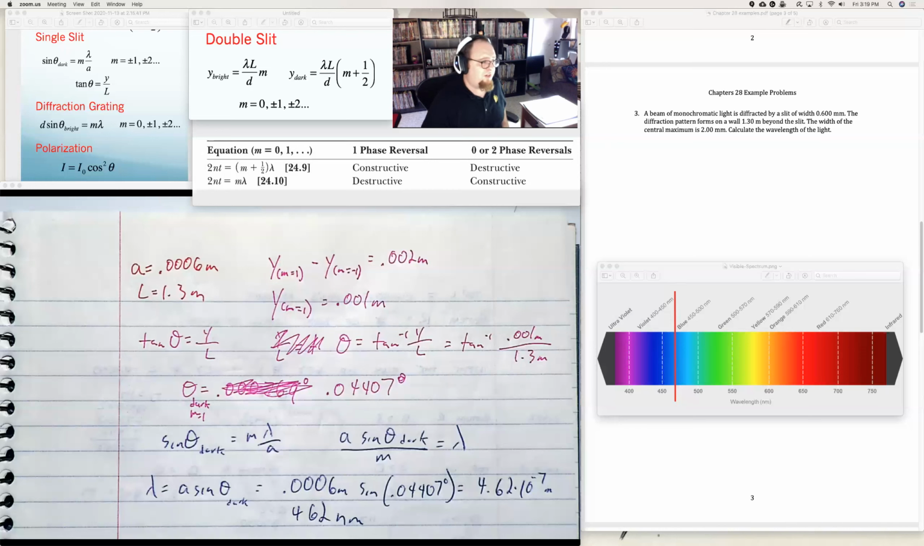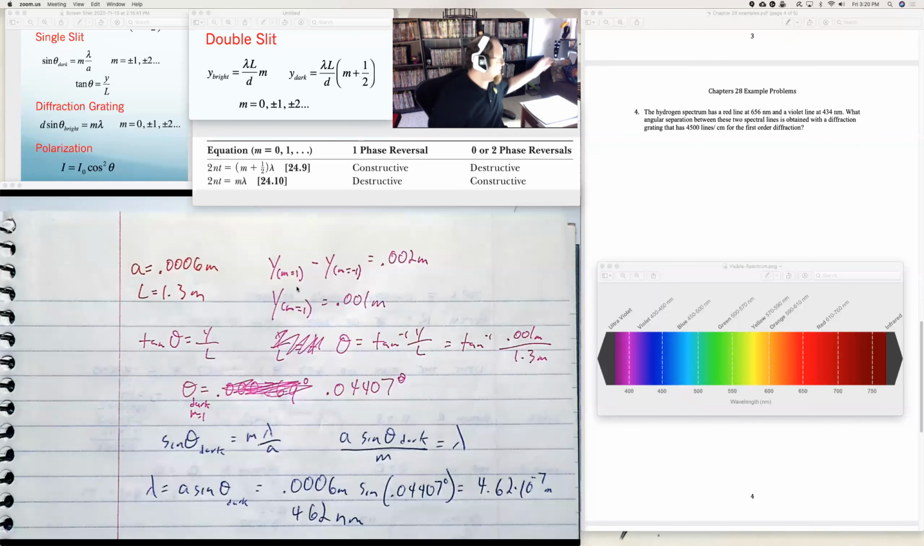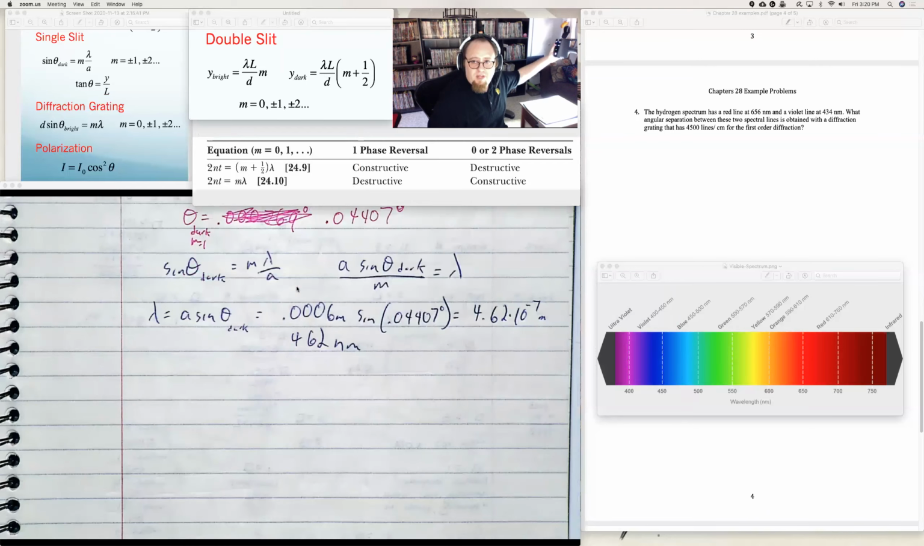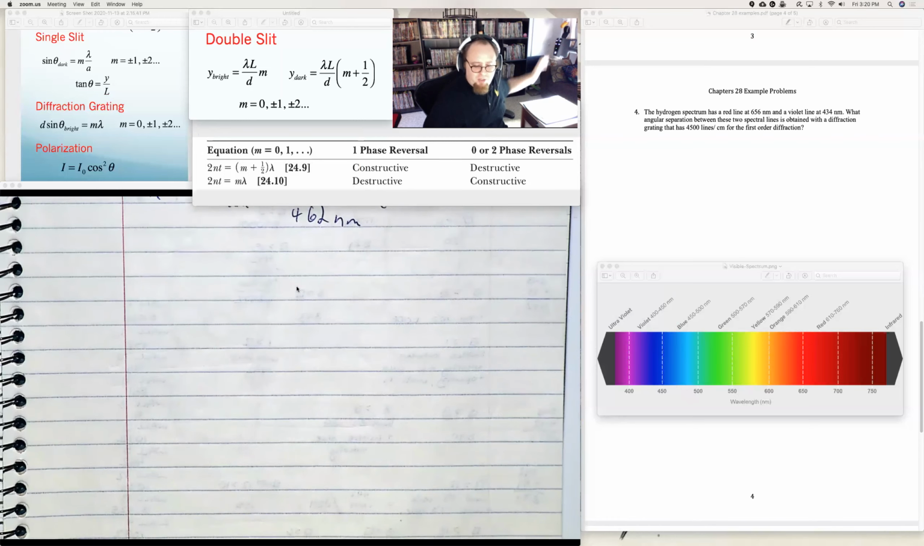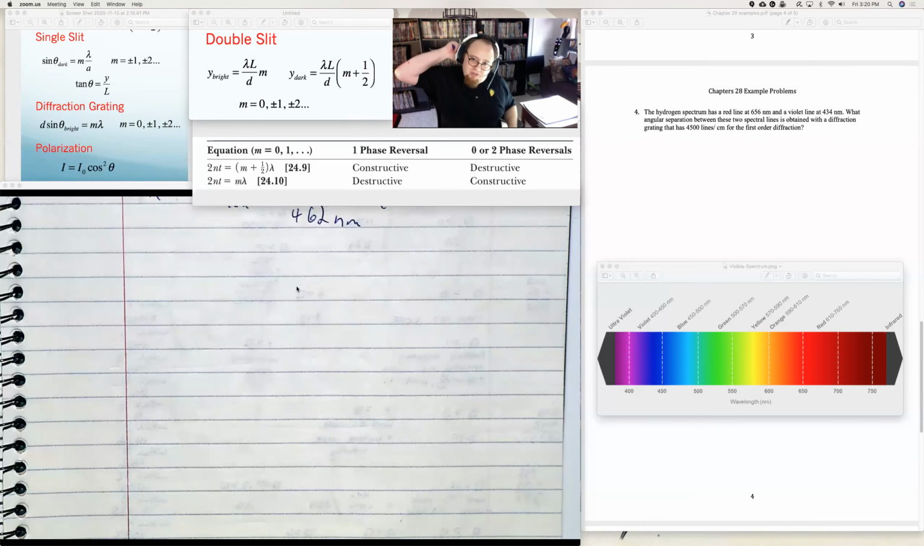Okay, so let's just take a look at what we've done. We did a double slit, we did a thin film, we did a single slit. It shouldn't be too surprising to say the next problem is going to be a diffraction grating. So the hydrogen spectrum has a red line at 656 nanometers and a dark blue or violet line at 434 nanometers. What is the angular separation of these two spectral lines if obtained with a 4,500 lines per centimeter diffraction grating for the first order?